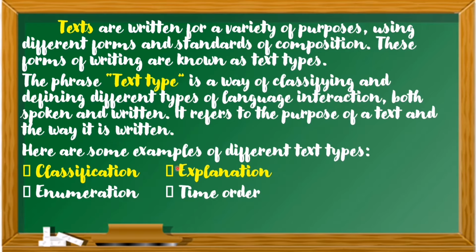Here are some examples of different text types: classification, explanation, enumeration, and time order. In this part of our lesson, we are going to primarily focus on the first two types of text, which are the classification and explanation text types.